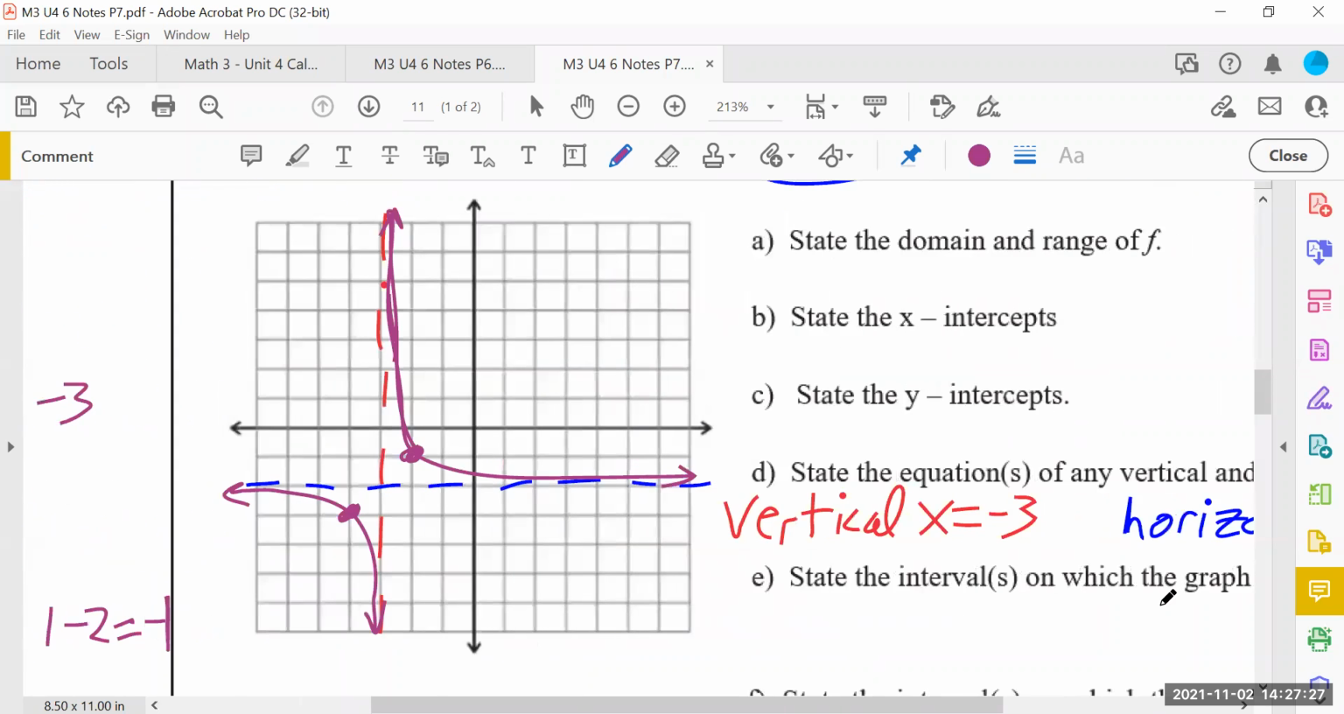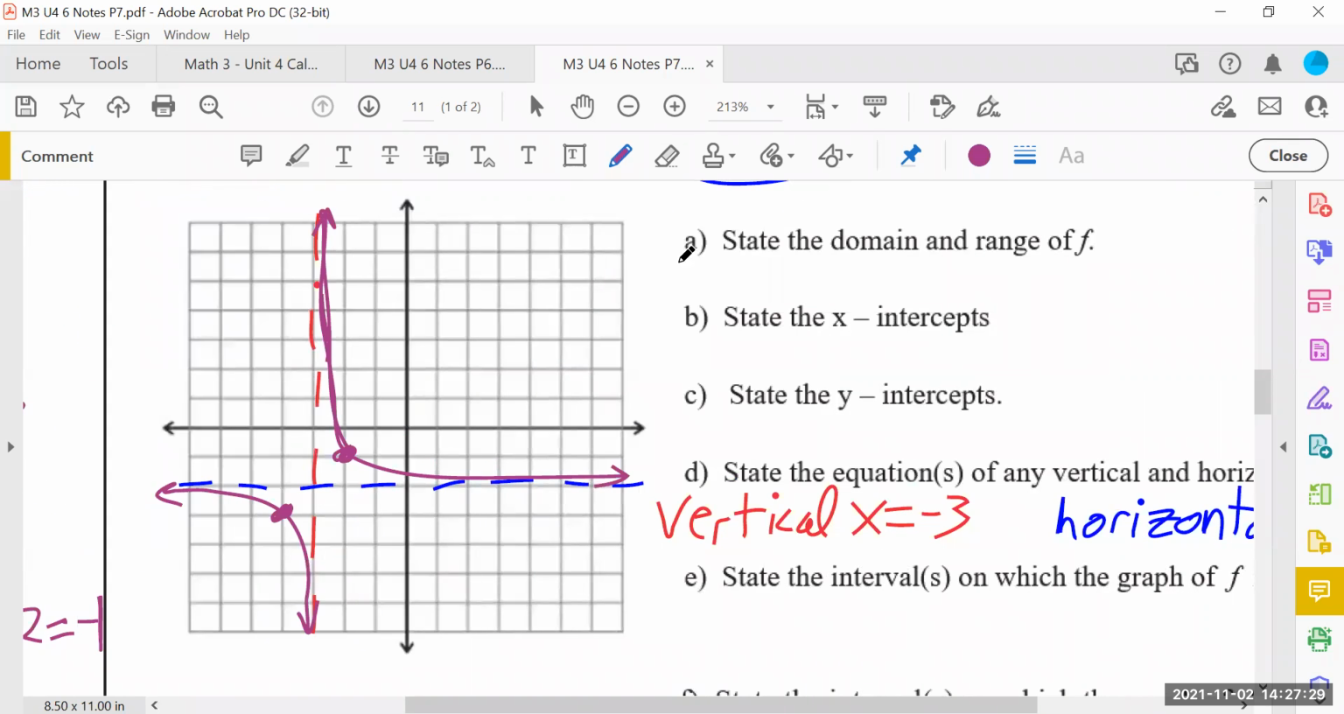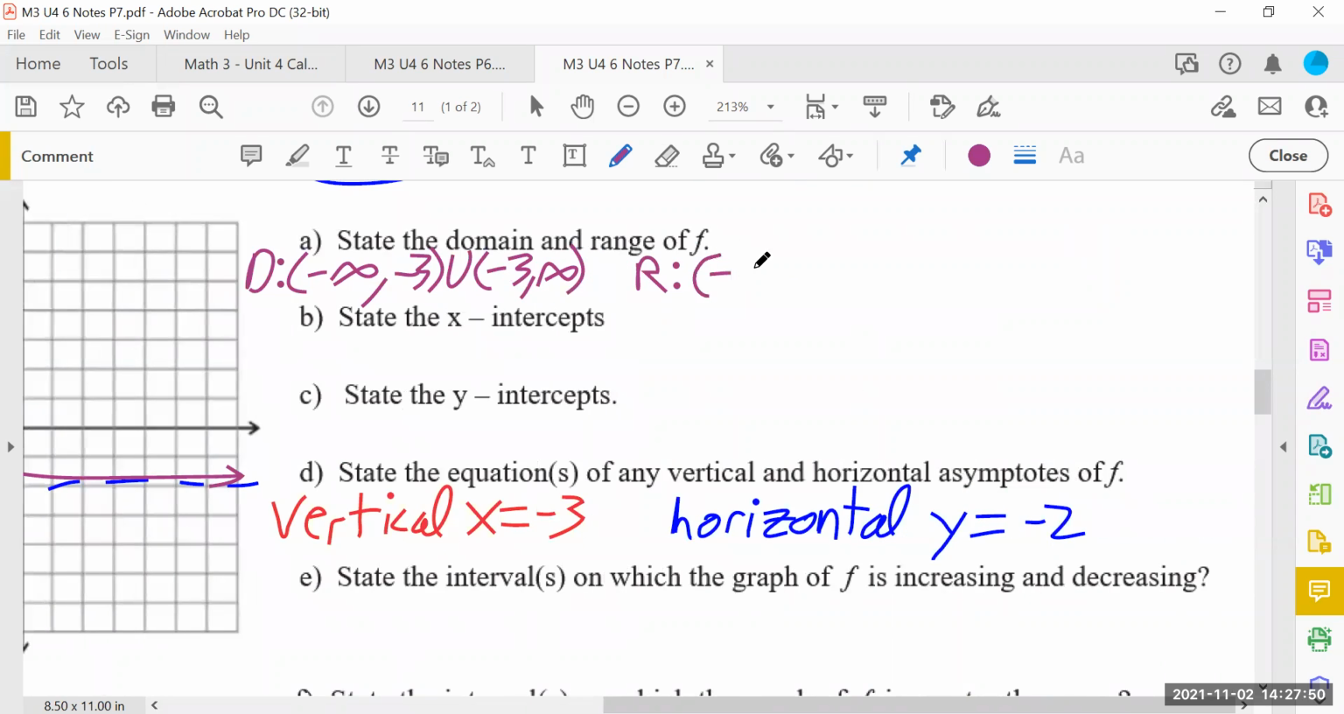So now, state the domain and range. Domain is everything except for the vertical asymptote. So -∞ to -3, -3 to infinity. The range is everything besides the horizontal asymptote. So -∞ to -2, and -2 to positive infinity.